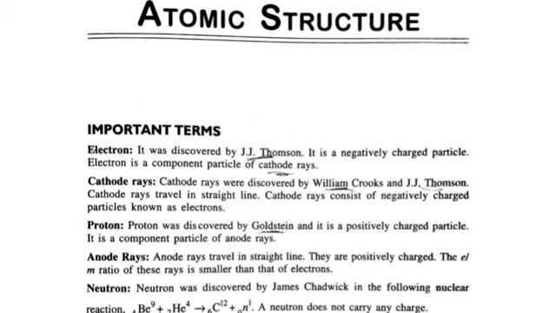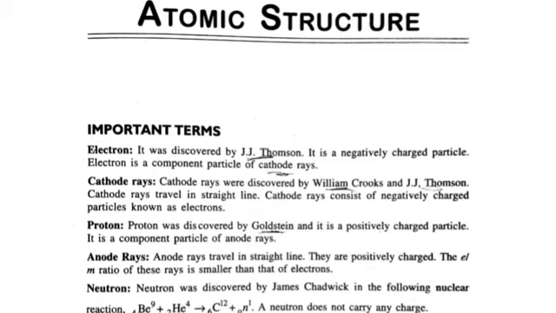And neutron was discovered by James Chadwick in 1931 by the following reaction. You can see here, when helium rays, alpha particle rays, were bombarded on beryllium, then carbon and one neutron were formed. A neutron does not carry any charge. There is no positive and no negative charge.